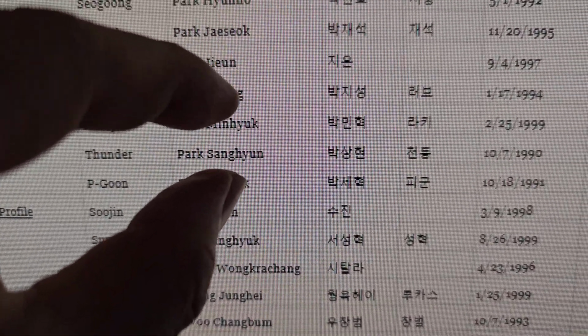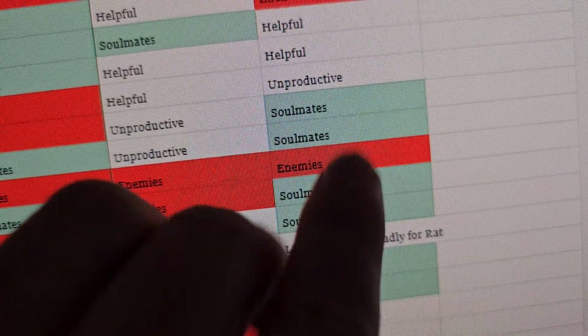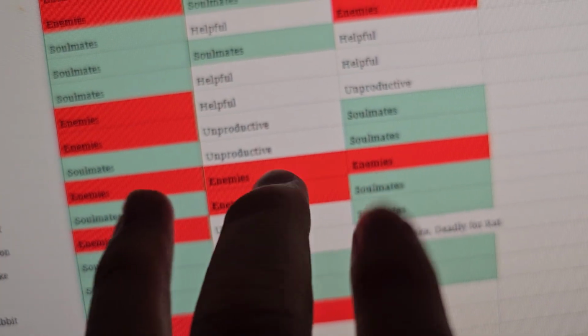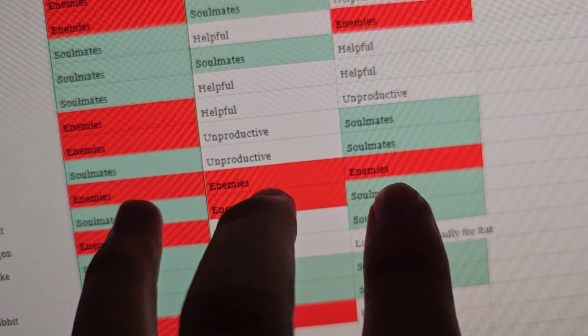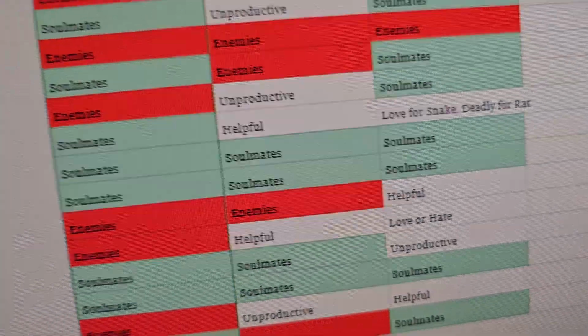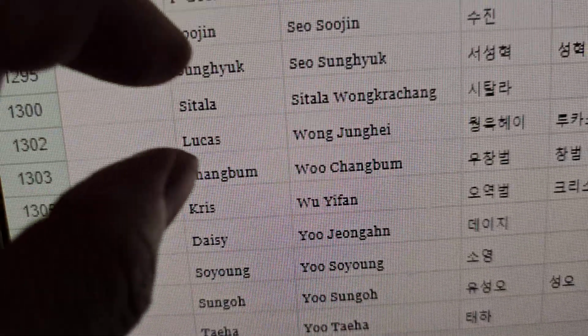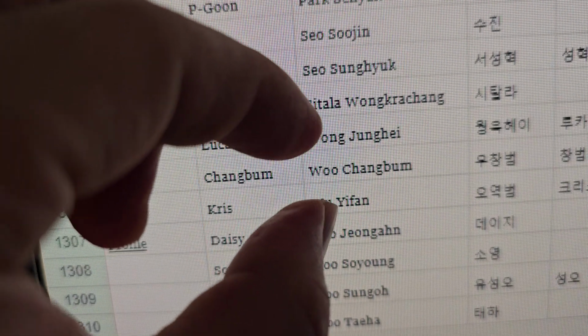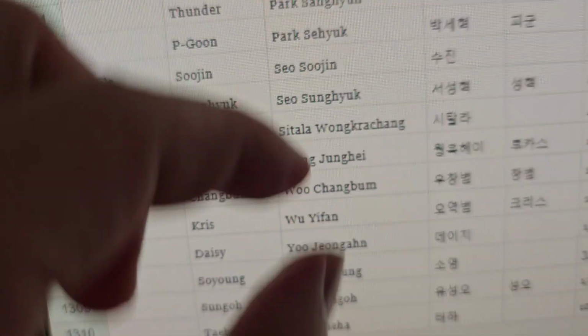Park Sang-hyun. Park Sang-hyun is 3 unluckies today. And these other guys, 3 very, very luckies, are Wong Jung-hae and Woo Chang-bum. These 2 guys are very, very lucky today. So that's what this does.